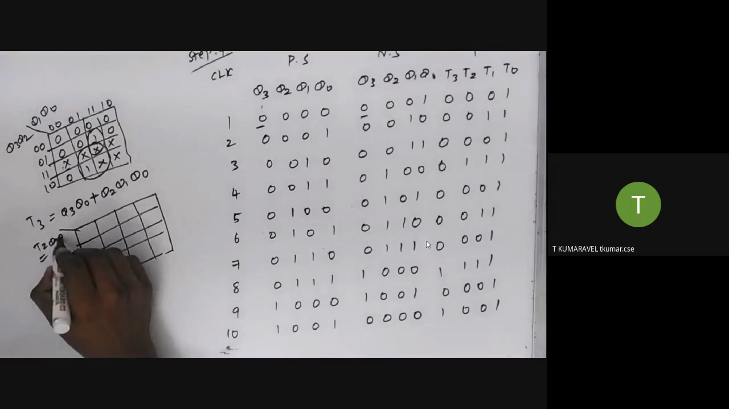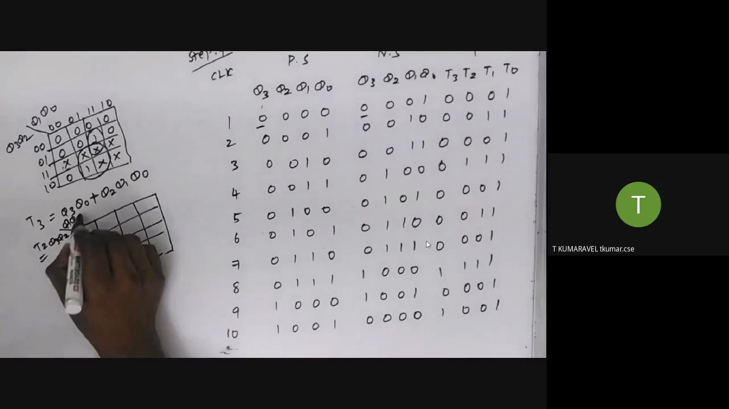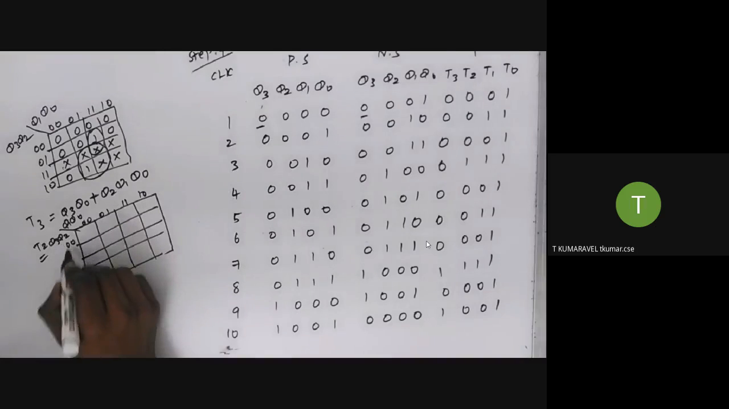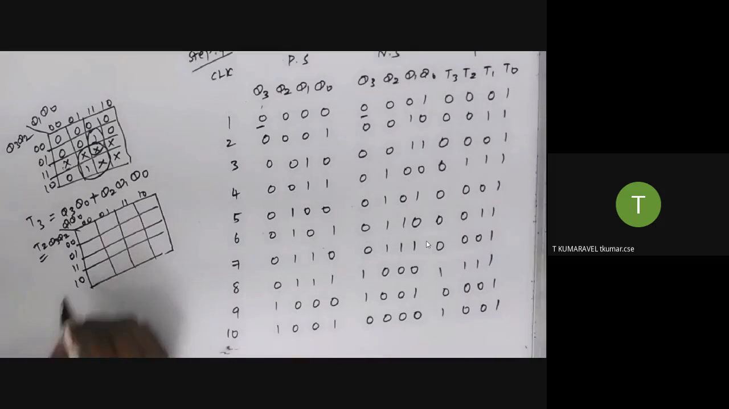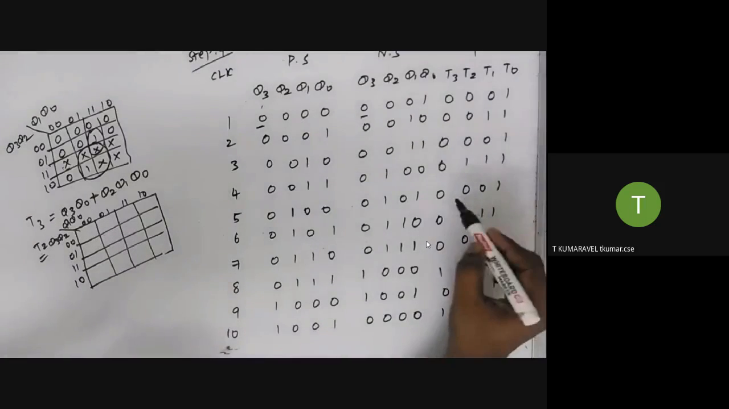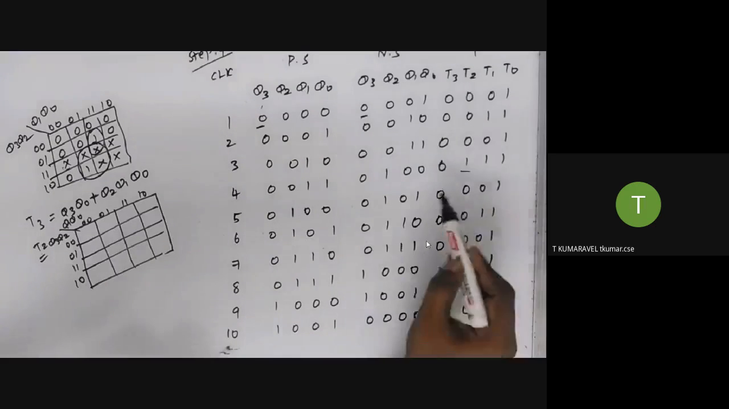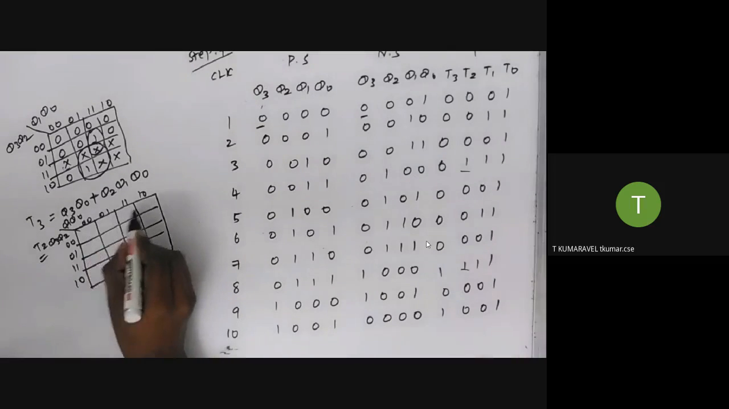Q3, Q2, Q1, Q0. 0, 0, 0, 1, 1, 1, 0, 0, 0, 1, 1, 1, 1, 0. So what are the places where the output equals 1? 1, 2, 3, 4.